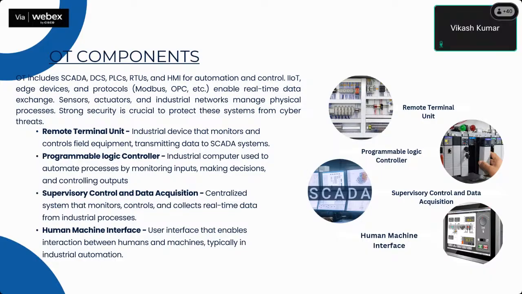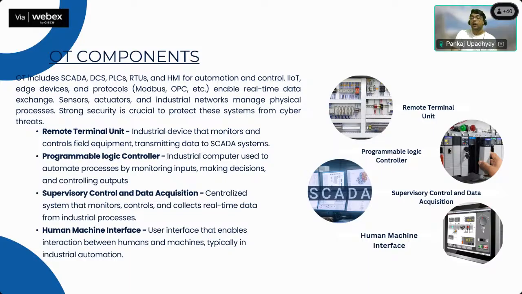When we talk about the OT components, what are the most important OT components we have in an OT environment? We have the remote terminal unit, the programmable logic controller, SCADA, and HMI. We have some other components as well, like OPC, the historian, the power relay, and the IO system. We have some others, but these are the major, most important components we use in an OT environment.